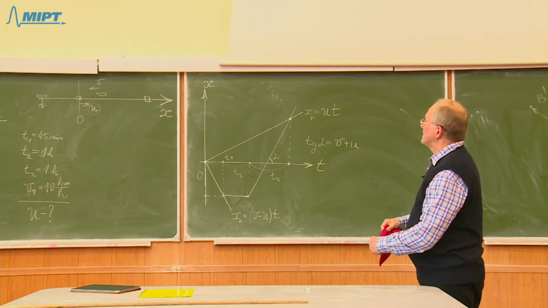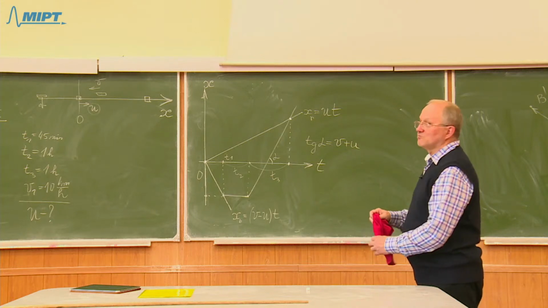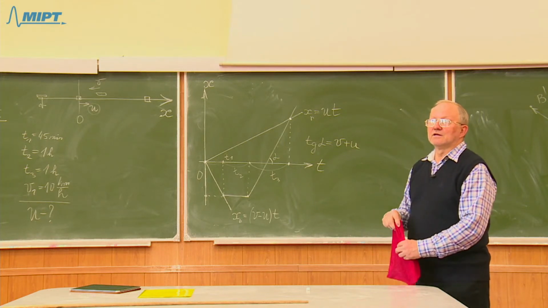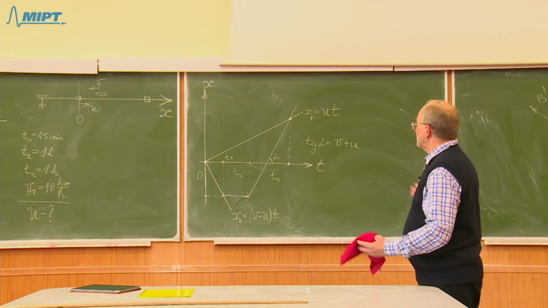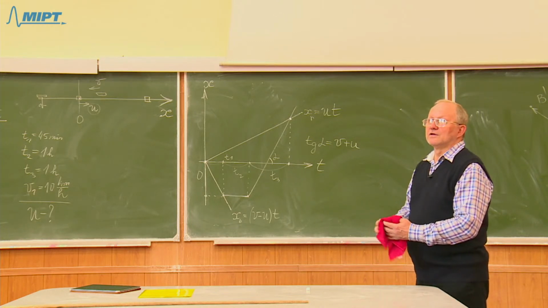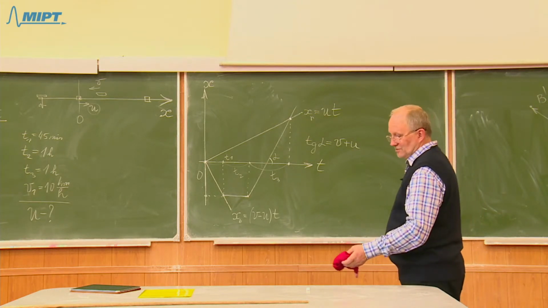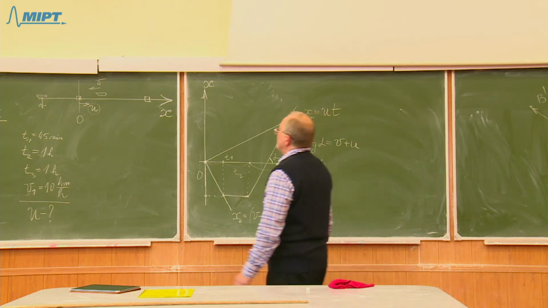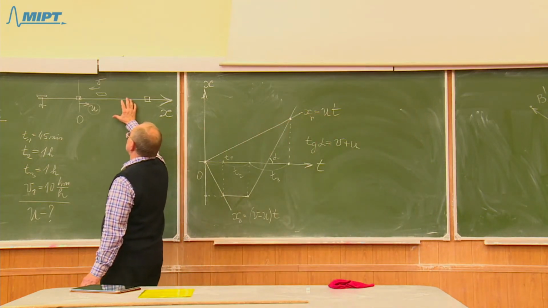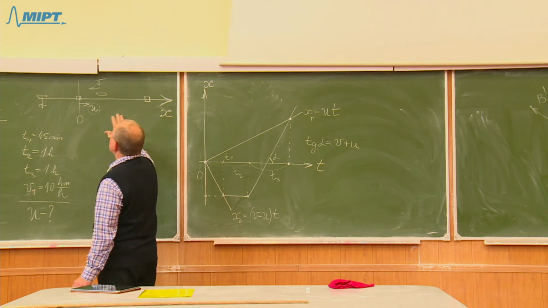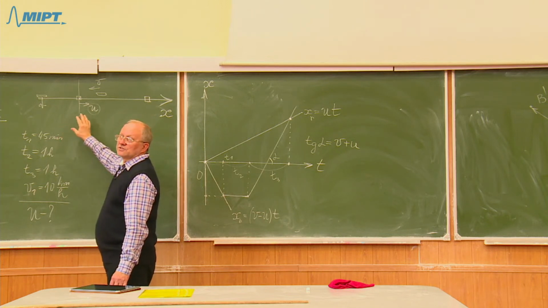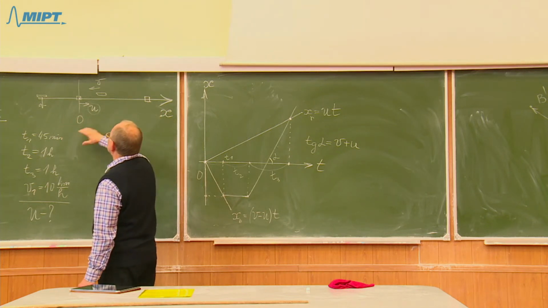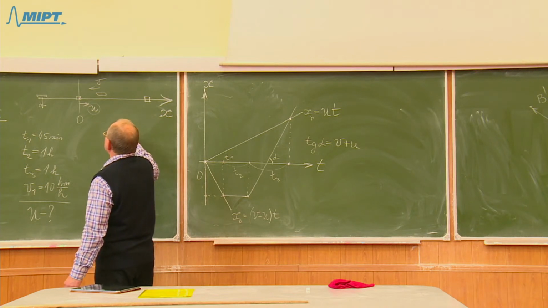So what happens in this problem? All the processes can be shown graphically, can be shown on the picture. This is not the graph. This picture does not include any graphs of functions. This is just a sketch indicating what's going on.